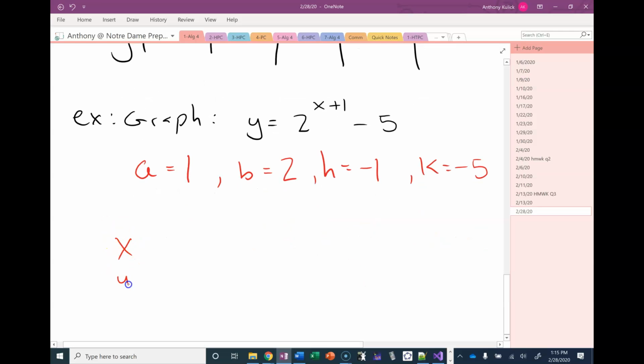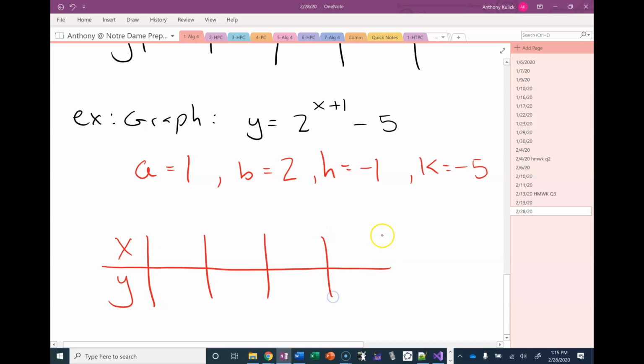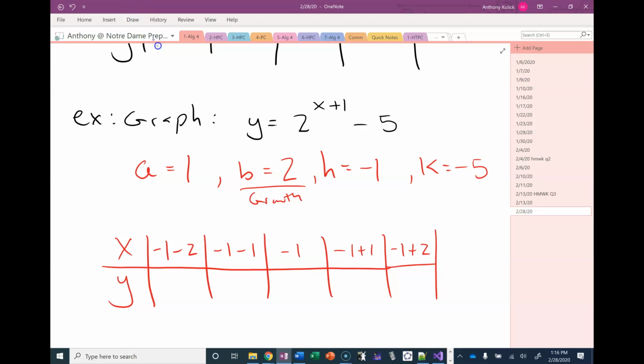Just as a quick aside, is this problem growth or decay? This is growth, right? Okay. So I'll fill in my values for x according to my table. Everybody okay with what I did there? So I did h minus 2, h minus 1, h plus 1, and h plus 2.